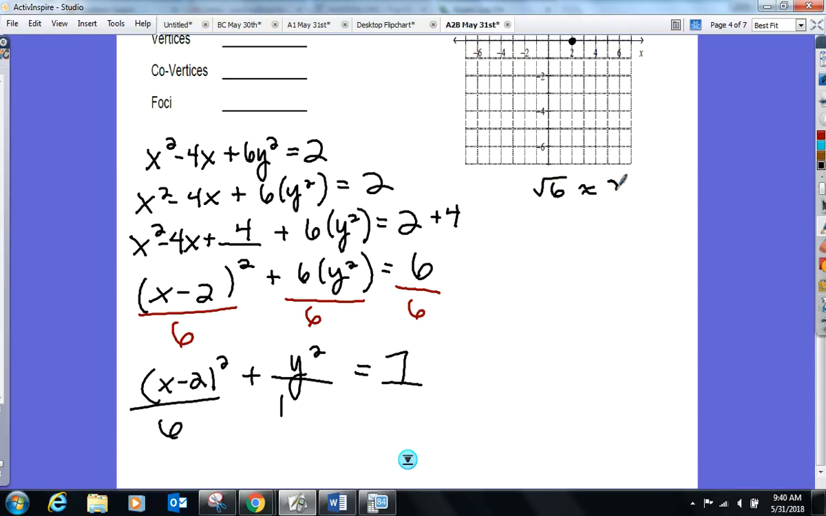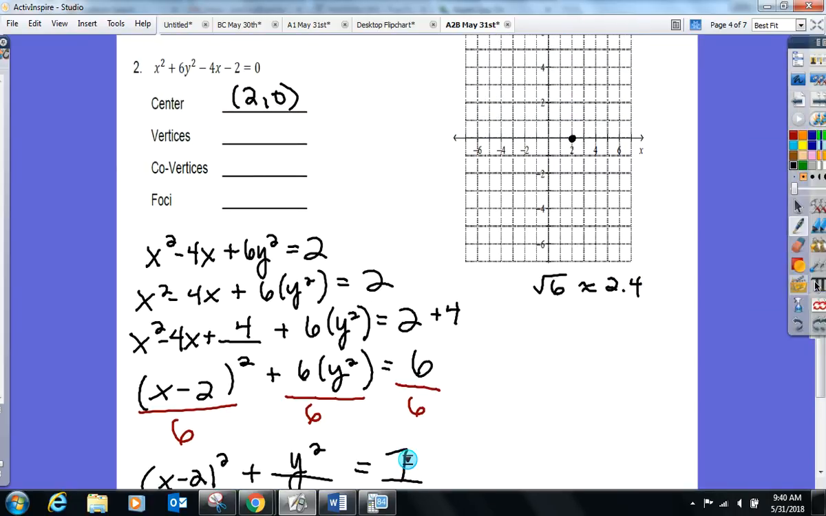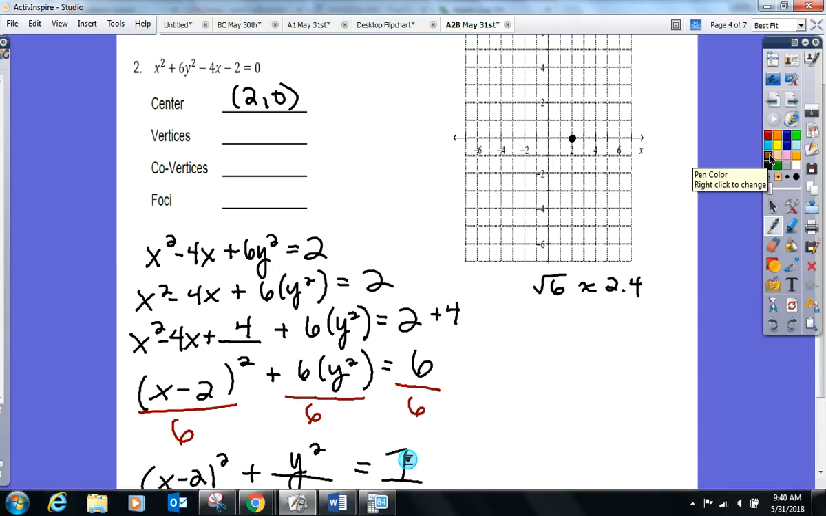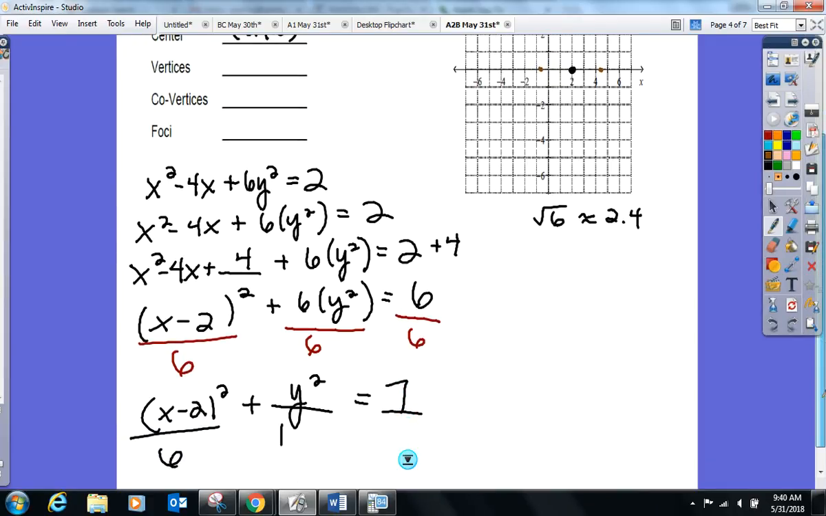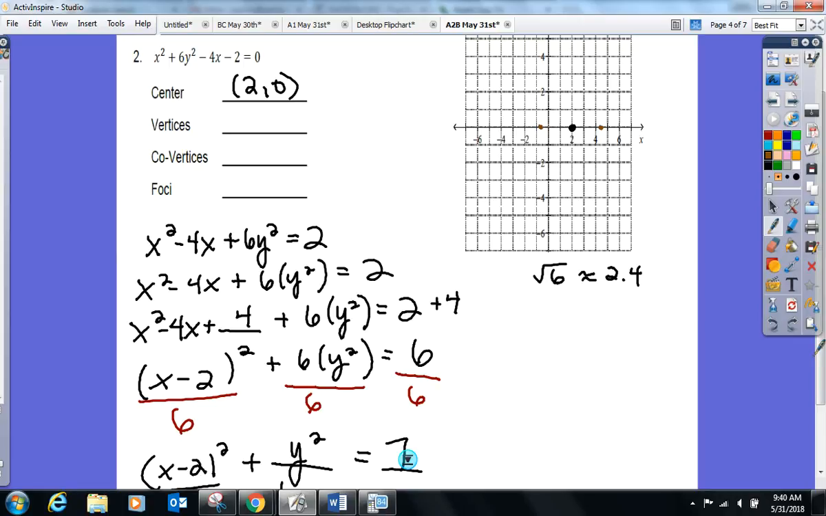What are you looking at? 2 point, what is it? 4? Okay. So to the right and left, everyone, 2.4 units. Can you name those vertices? Well, you were at what? You were at 2, and then you added 2.4. So where'd you end up at? 4.4, 0.